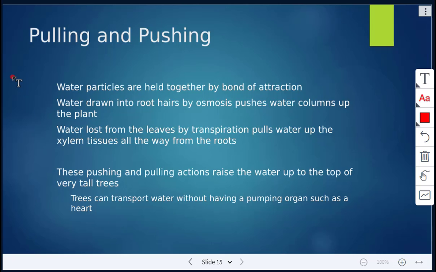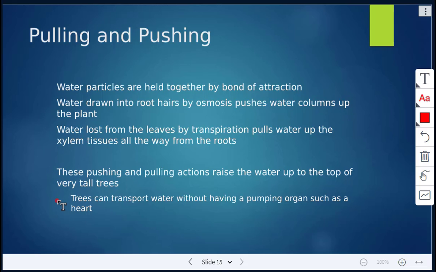All right, so that's the next part here called pulling and pushing. Water particles are held together because they have this attraction between them. So water gets drawn into the root hairs by osmosis, and it pushes water columns up the plant. Then water is continuously being lost through the leaves by transpiration. That process pulls water up the xylem tissues all the way from the roots. So these pushing and pulling actions raise the water up to the top of very tall trees.